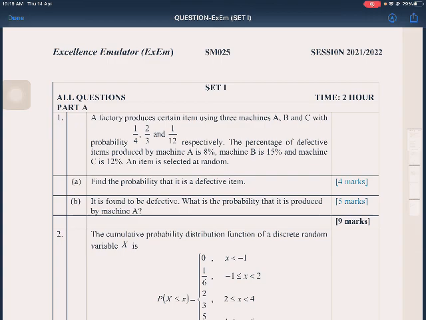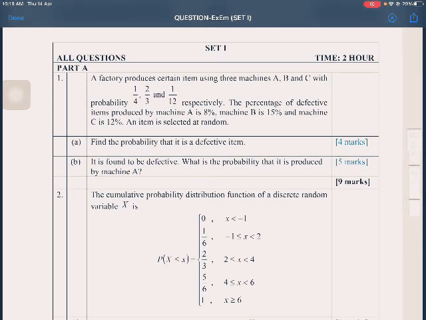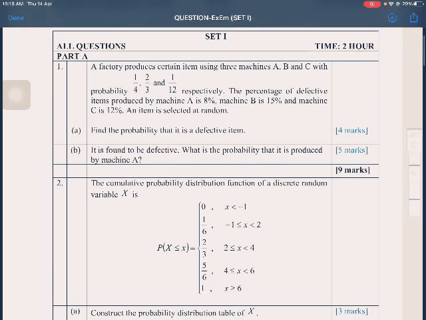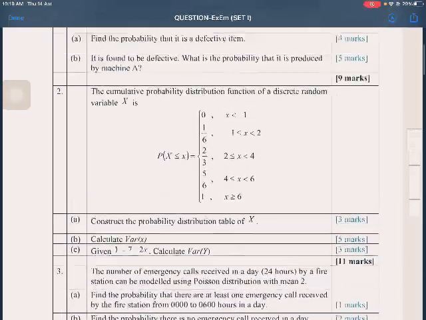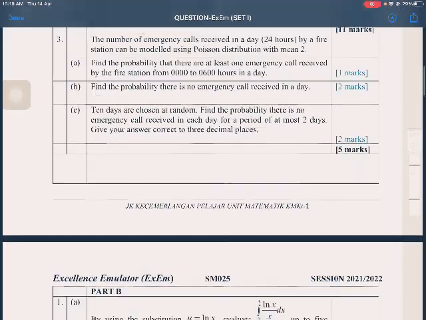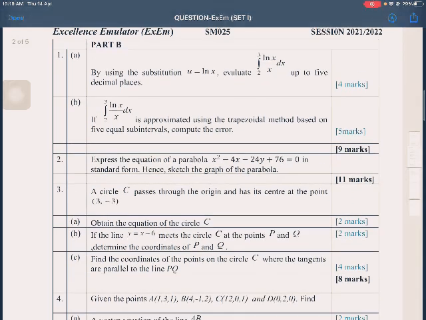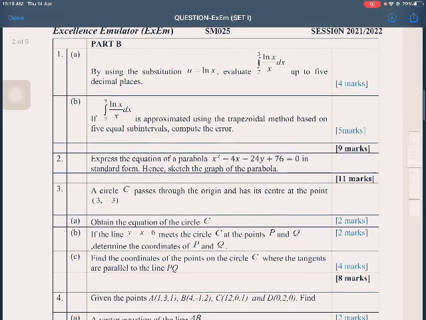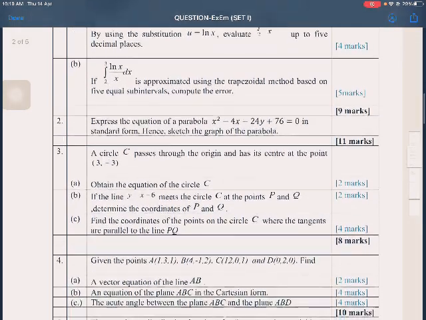In this video, I would like to share about the excellent emulator set for SM025 for session 2021-2022. Okay, for set 1 or another set. This set contains two parts, part A and part B. In part A we have 3 questions. The total marks for part A is 25, 9 plus 11 plus 5. And for part B, we have 7 questions, so the total marks for part B is equal to 75.